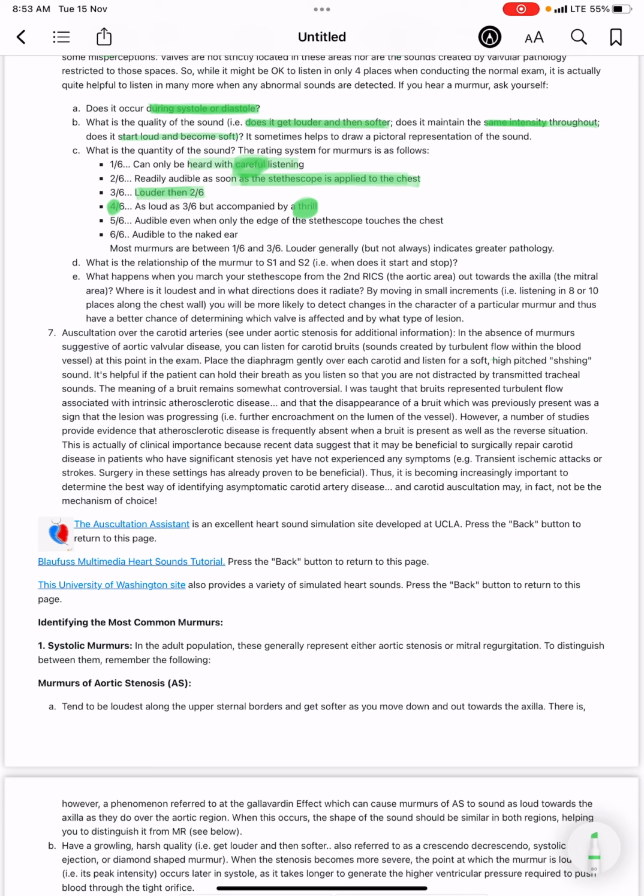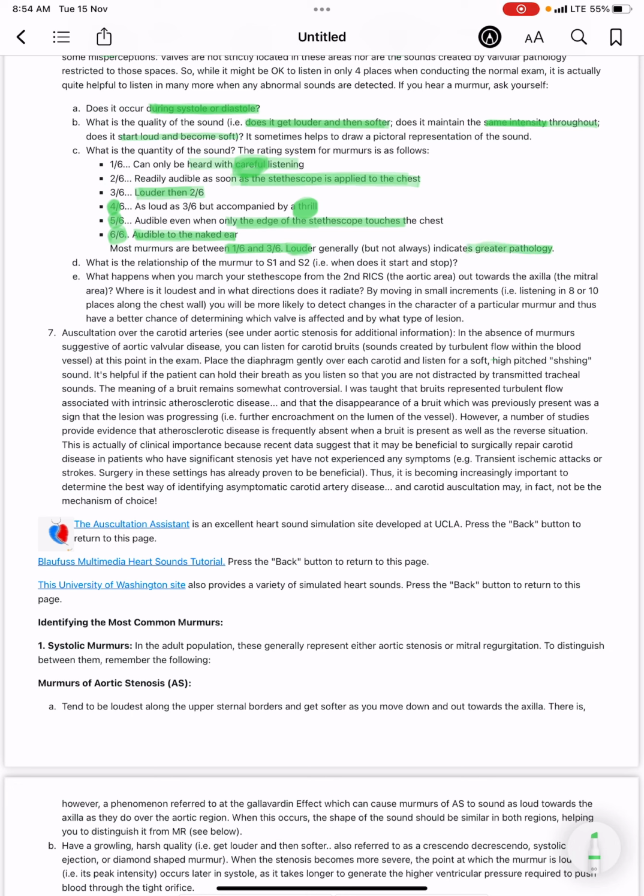Grade 5 is audible even when only the edge of the stethoscope touches the chest, and grade 6 means audible even to the naked ear. Most murmurs are between 1 and 3 out of 6. Louder generally, but not always, indicates greater pathology.